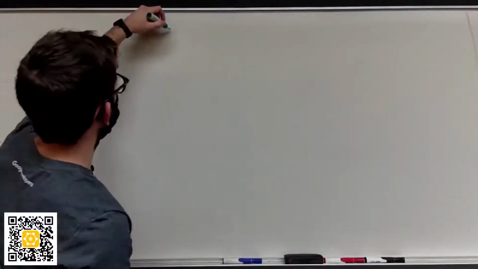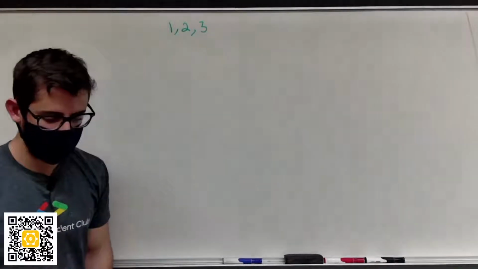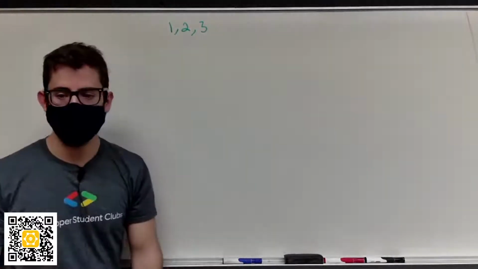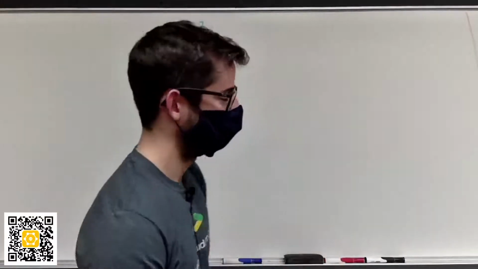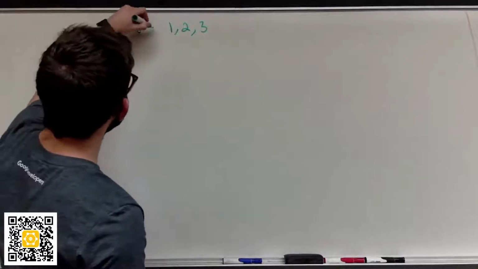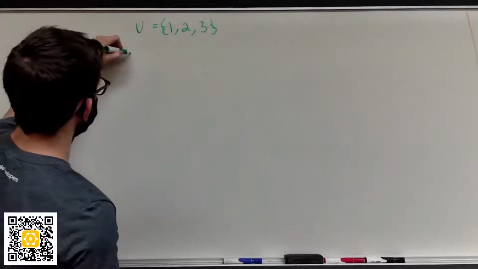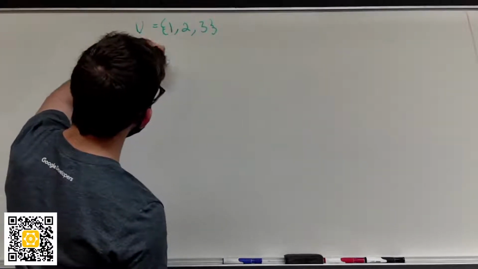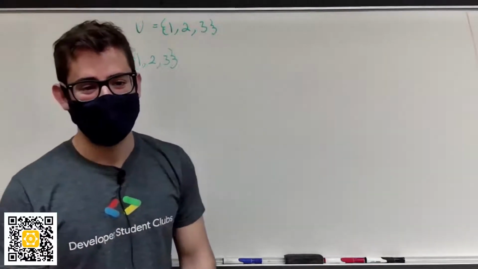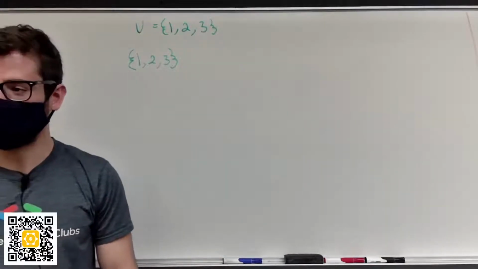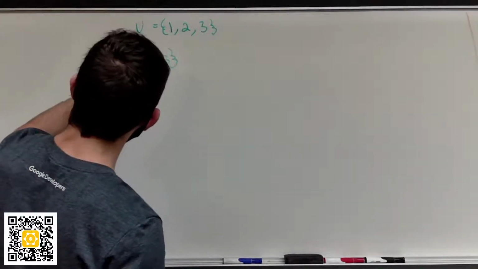Let's say I have the set 1, 2, and 3. Can anyone tell me one permutation of this? Okay, 1, 2, 3. Well, let's say this is our universal set. So one permutation is just itself, right? 1, 2, 3, the whole thing. You want to give me another one? 3, 2, 1. Wait, who said that? Was it you or you? Okay, sorry. All right, 3, 2, 1.